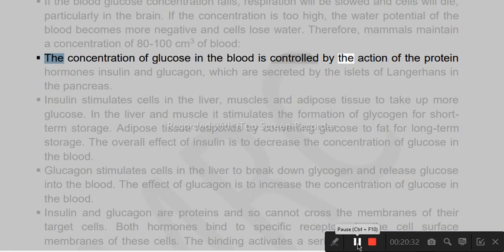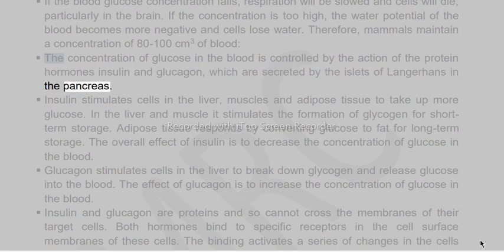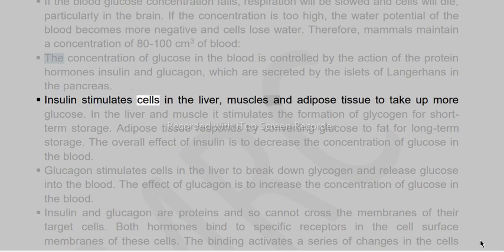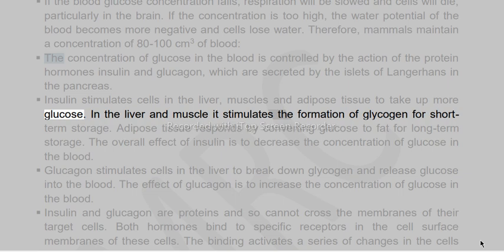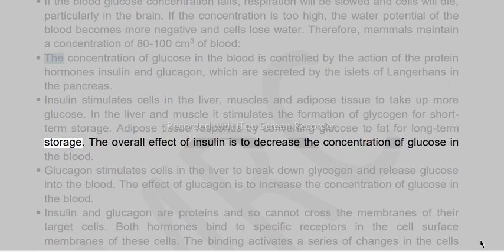Blood glucose is controlled by the action of the protein hormones insulin and glucagon, which are secreted by the islets of Langerhans in the pancreas. Insulin stimulates cells in the liver, muscles, and adipose tissue to take up more glucose. In the liver and muscle, it stimulates the formation of glycogen for short-term storage. Adipose tissue responds by converting glucose to fat for long-term storage.